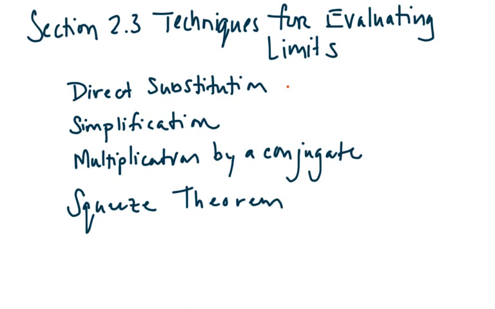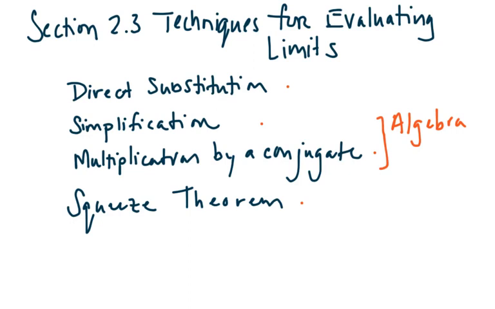limit for. And then simplification and multiplication by a conjugate are both algebraic manipulations that basically put your expression in a form where you can directly substitute. And then the last thing we're going to talk about is the squeeze theorem. Okay, so let's talk about what direct substitution means first.